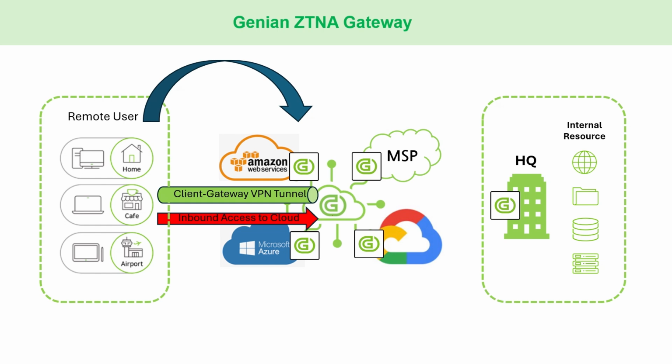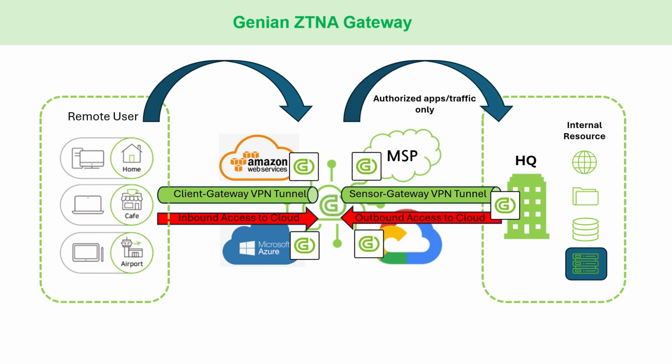A Genian network sensor is then deployed at the corporate data center. This is to prevent from having to open any inbound access to the corporate network. Instead, the on-prem sensor establishes a secure outbound tunnel to the Genian ZTNA Gateway. With the user's inbound connection now terminating at the ZTNA Gateway, only specific and authorized traffic is allowed through to the corporate network. And this, of course, only takes place after authentication.